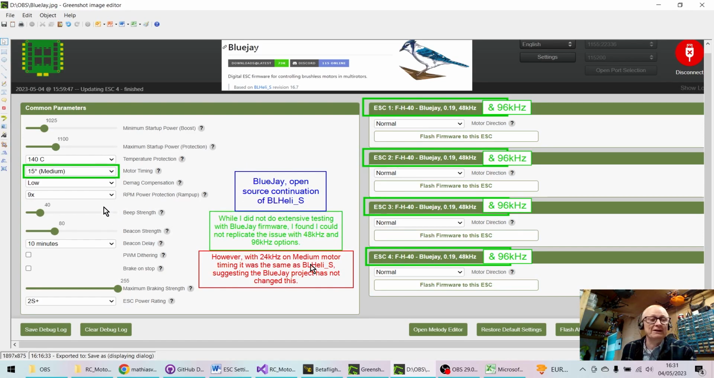Although I have to say I didn't do extensive testing on this, but I did try the medium speeds. It failed on the 24 kilohertz. Was okay on the 48 and on the 96, and then while I was on the 96, I tried all the other motor timings, and they were perfect. So it would suggest that the guys on the BlueJ open source firmware have looked at that. Maybe they spotted it. I don't know, but it's certainly okay for the 48 and 96 kilohertz.